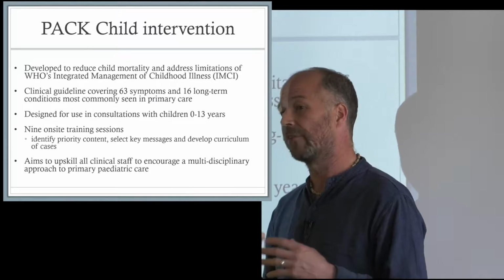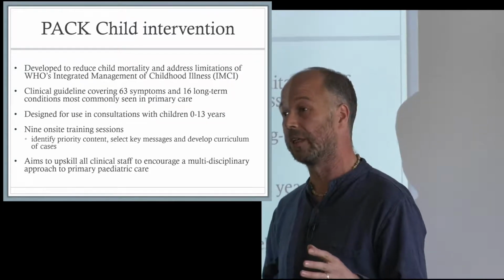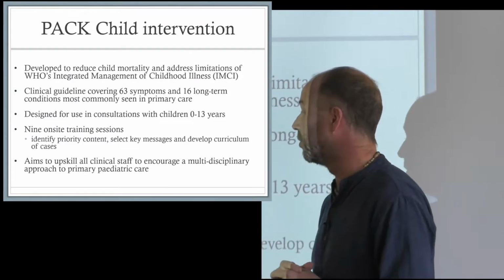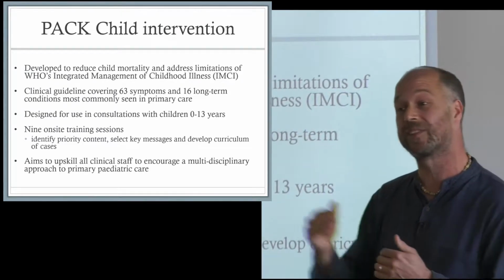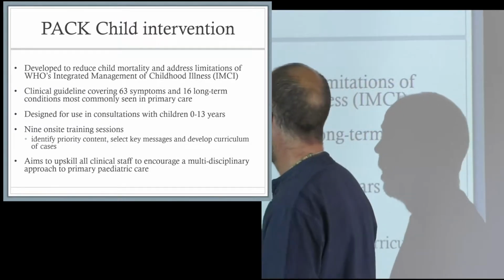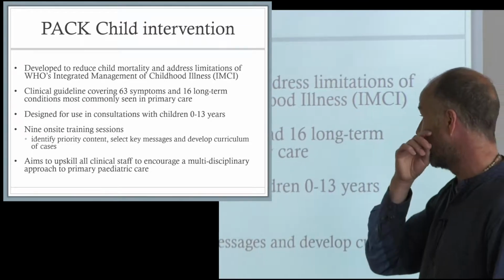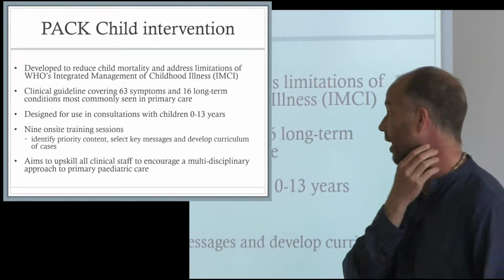And also it doesn't really tackle long-term health conditions. That's kind of missed, really. So Pact Child was developed to address those gaps, to extend IMCI, not to replace it, but to complement it. And it's a guideline that covers 63 symptoms, 16 long-term conditions, most commonly seen in primary care.